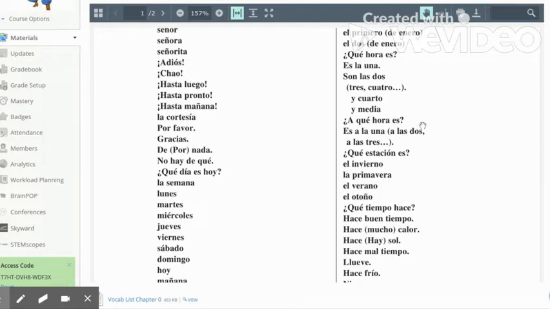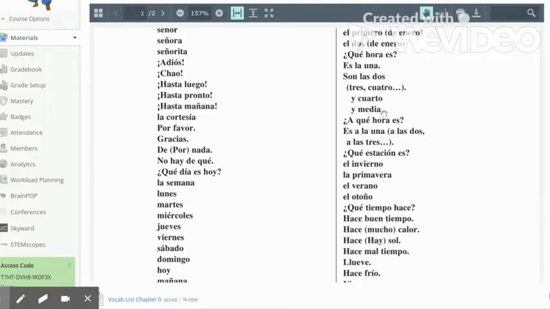So to answer that question, see how these are different? ¿Qué hora es? What time is it? ¿A qué hora es? Means at what time. Just recognize the difference here. Es a la una, it is at 1. Also recognize here, so es la una and es a la una.